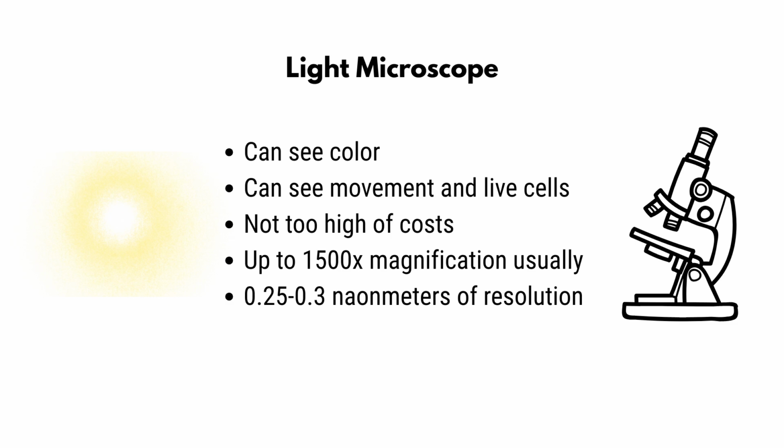Now, covering the light microscope first, one feature that they have is they can see color, which you've probably tried out in a previous science lab. Not only that, they're able to see movement and live cells under their lenses. And they're not too much of a high cost compared to the electron microscope, and they're able to see up to around 1500 times magnification. In terms of resolution, it's about 0.25 to 0.3 nanometers, and we'll discuss what those words mean later.